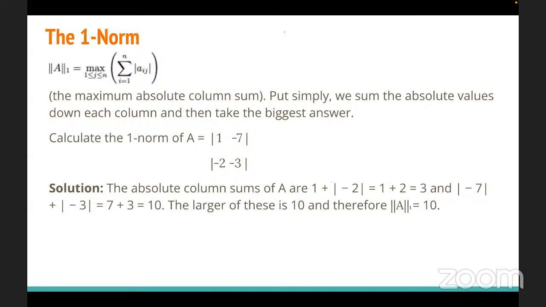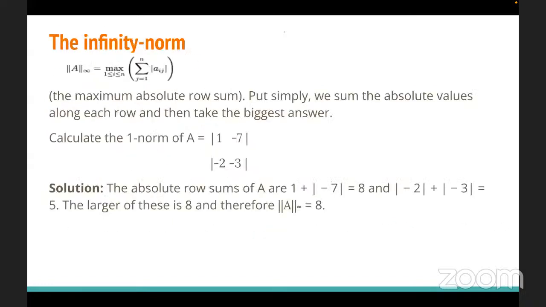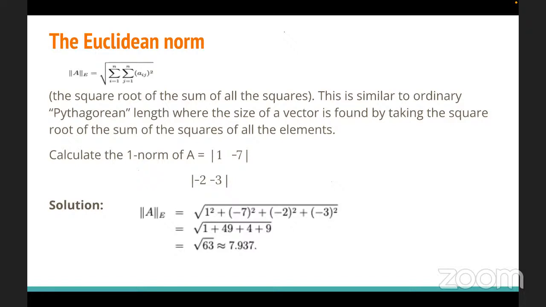Sorry, for the one norm, we got 10. Infinity, we got 8. And Euclidean, we got 7.9. So they might not be the same, but it's around the same value, 10 and 8, 11.